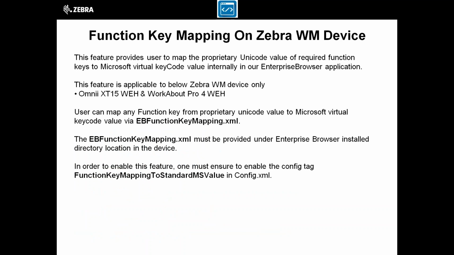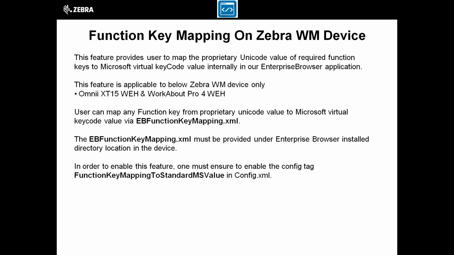Then we have function key mapping, which is particularly meant for two WM devices, which are Omni XT15 WH and Workabout Pro 4 WH. Basically, in these two devices, what we have seen is that when any particular function key is pressed, it does not return the Microsoft standard value. So in order to map to the Microsoft standard value, we are using the function key mapping feature from EB 1.5 version.